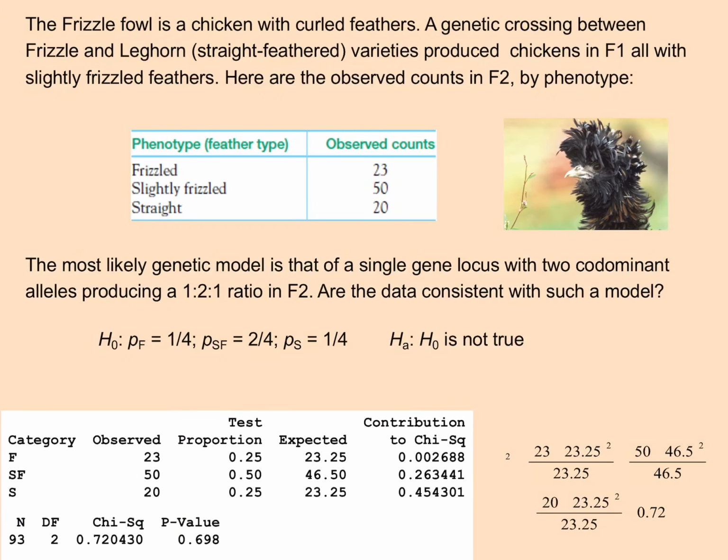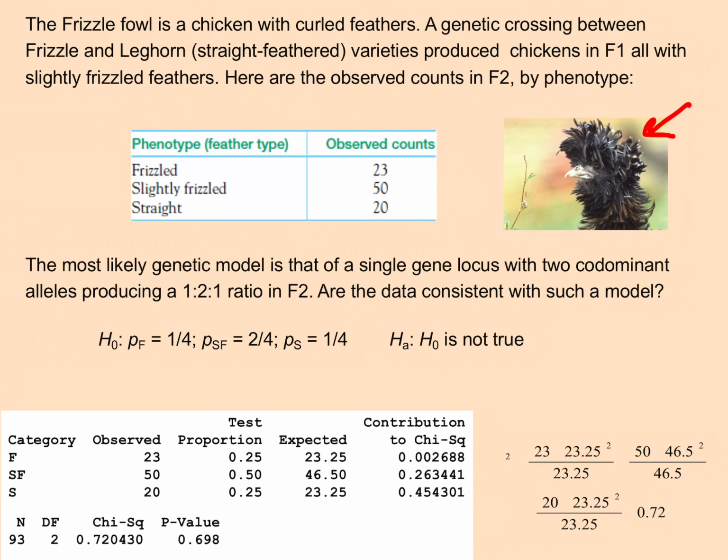Let's look at another example here. We have chickens called frizzle fowl. This is a chicken that has curled feathers. You can see a picture of that right there. A genetic crossing between frizzle and leghorn or straight feathered chickens produced chickens in the F1 generation, all with slightly frizzled feathers, okay? Here are the observed counts in F2 by phenotype.